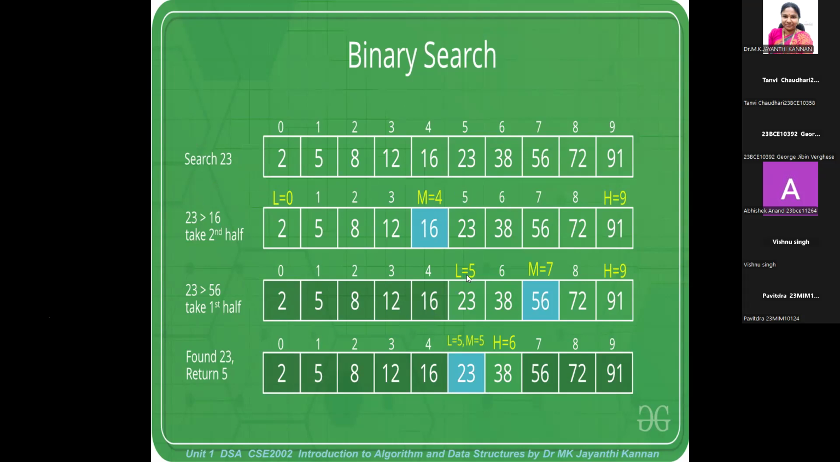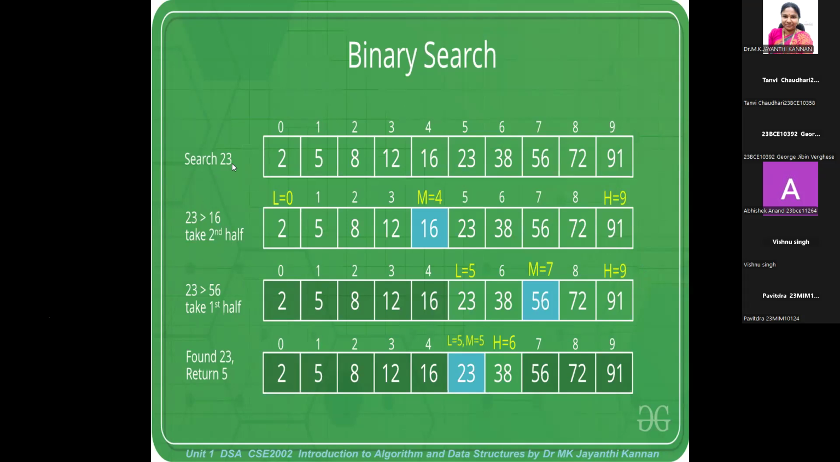Now the lower boundary is changed to mid plus 1, 5. Upper boundary is taken as 9. Add the lower boundary with the upper boundary. Now 5 plus 9, we are getting 14. 14 divided by 2, we are getting 7. 7 is your midpoint for the new list from lower boundary to upper boundary. Now our second comparison happens.